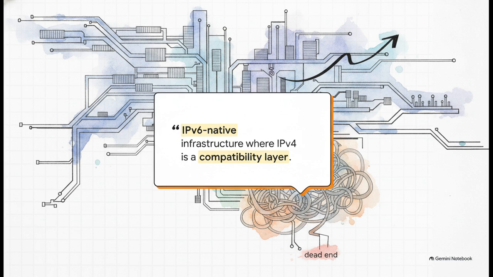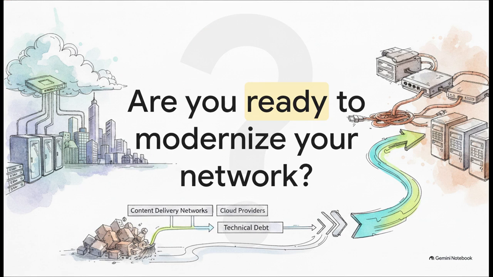The transition isn't just something coming in the distant future anymore. It's already happening right now. Major content delivery networks, massive cloud providers, cellular carriers, they are all predominantly IPv6 today. Every single year you delay your organization's transition is just another year of mounting technical debt.